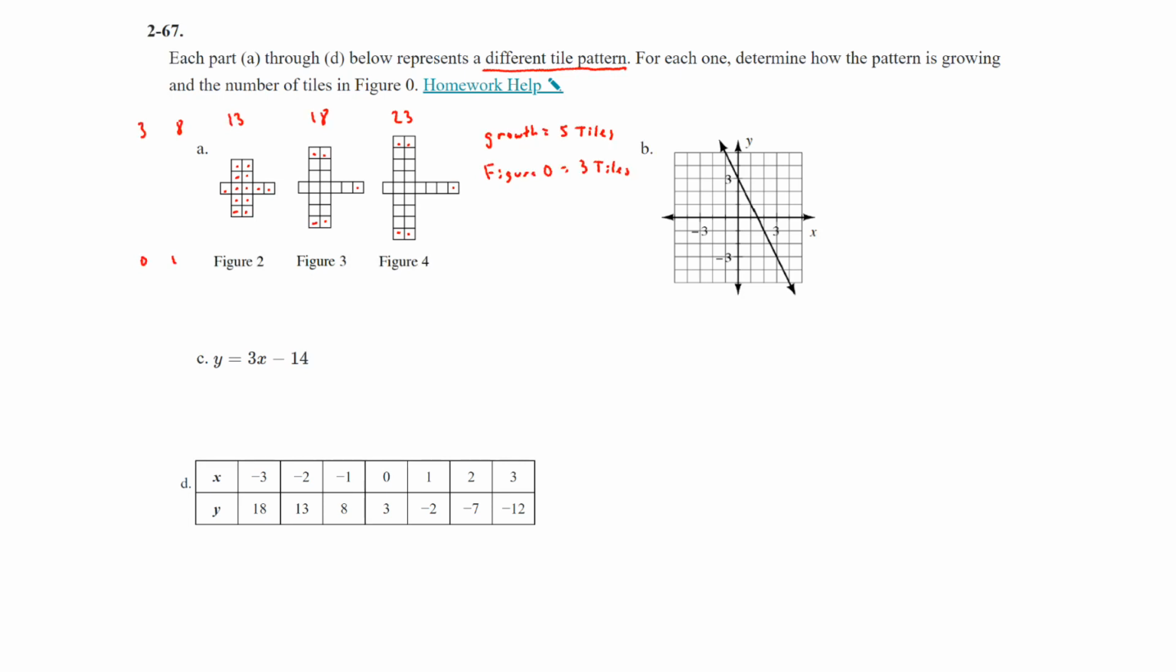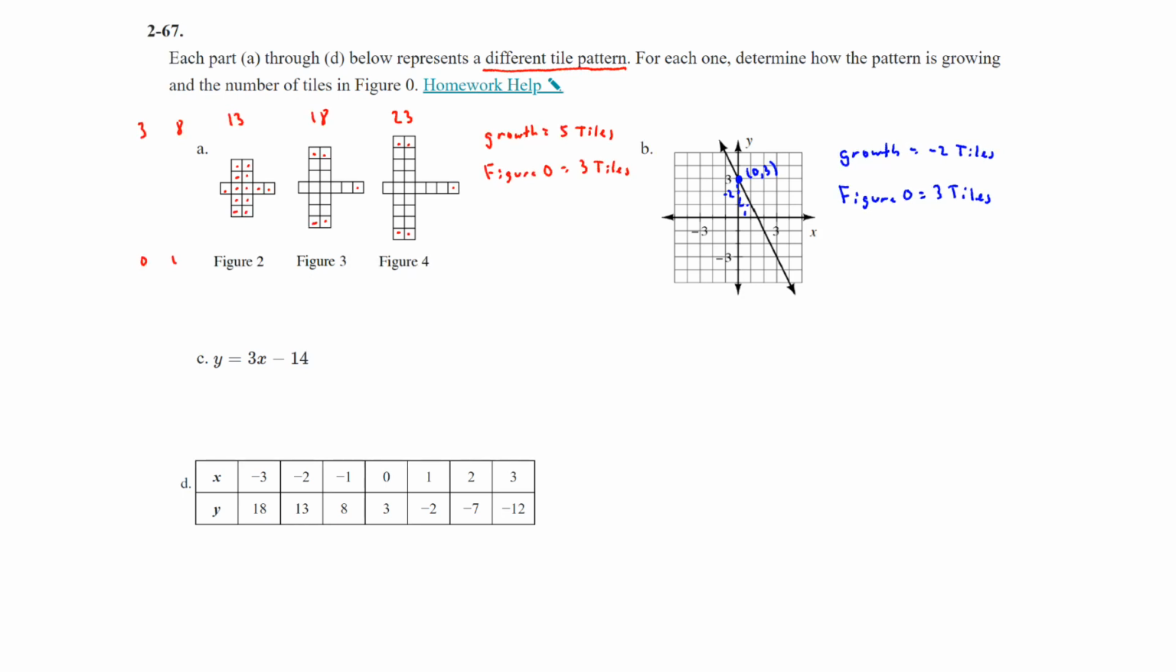On part B, we're looking for the initial, or where it's starting. And at figure 0, it looks like it's starting at 3 tiles. And then how is it growing? Well, this one actually is decreasing. So it looks like we go down 2 and to the right 1. And so our growth is actually decreasing at negative 2 tiles per figure. And then figure 0 is at 3 tiles.